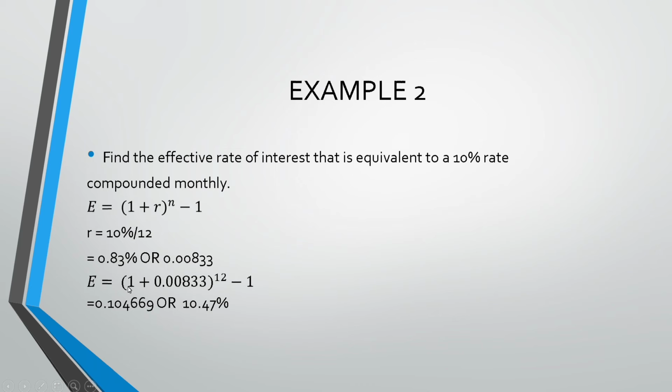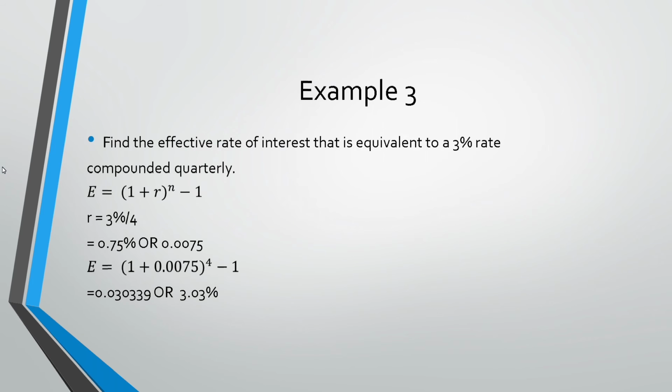So let us substitute this result in here. We will have 1 plus 0.00833 raised to 12 minus 1. And we will have 0.104669 or 10.47%. So that's it. That's basic, right? So let's have another example. This would be our last example for today's video.